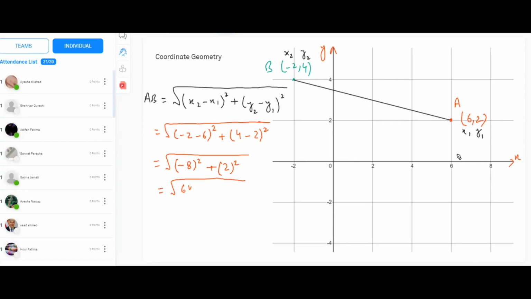This becomes 64 plus 4 and that gives you square root of 68. या आप देख सकते हैं आपके पास क्या आता है. If I do it quickly on my end, that is 8.25, right? So that's 8.25. So depending on which paper you are asked to do this in, अगर आपके पास paper 2 में है ये, तो you evaluate using your calculator. Otherwise, you could just simplify this. आप इसको square root of 68 ऐसे भी छोड़ सकते हो.